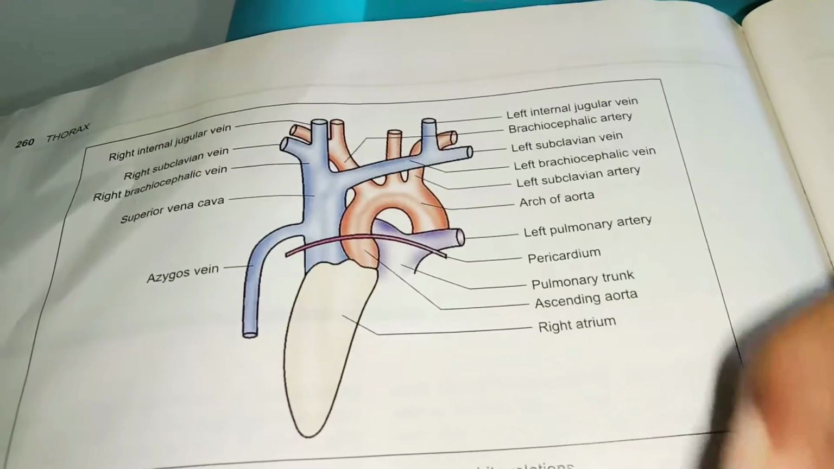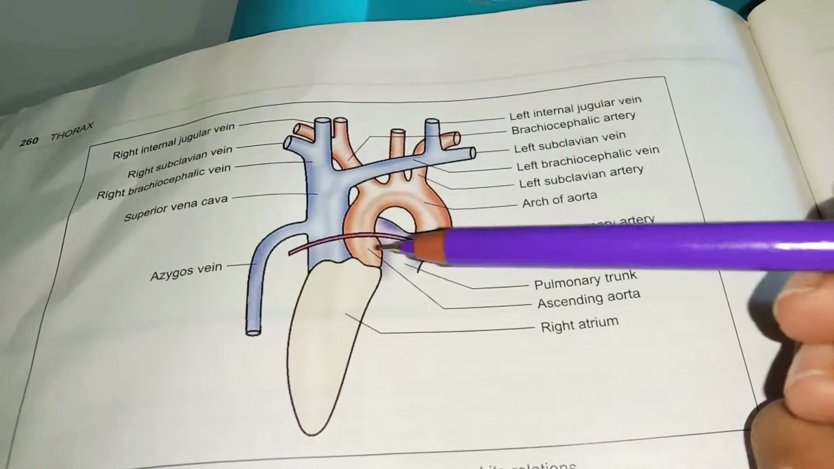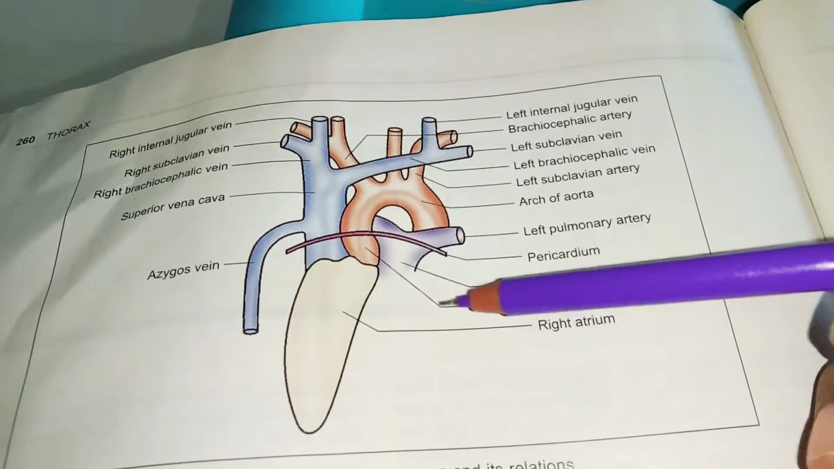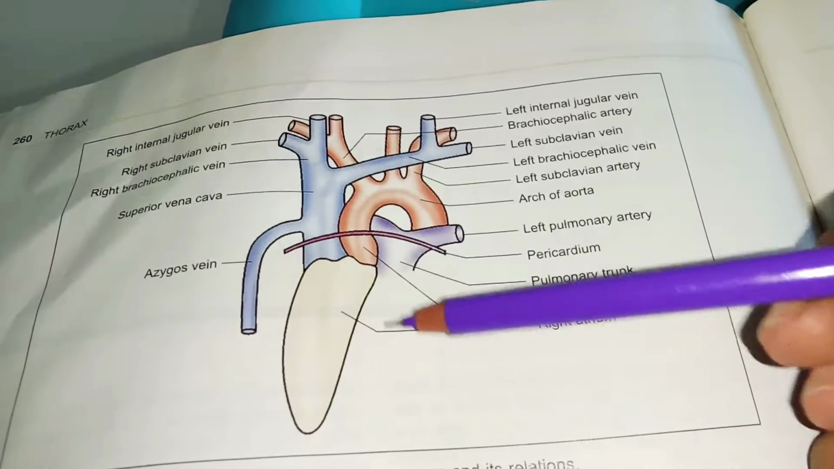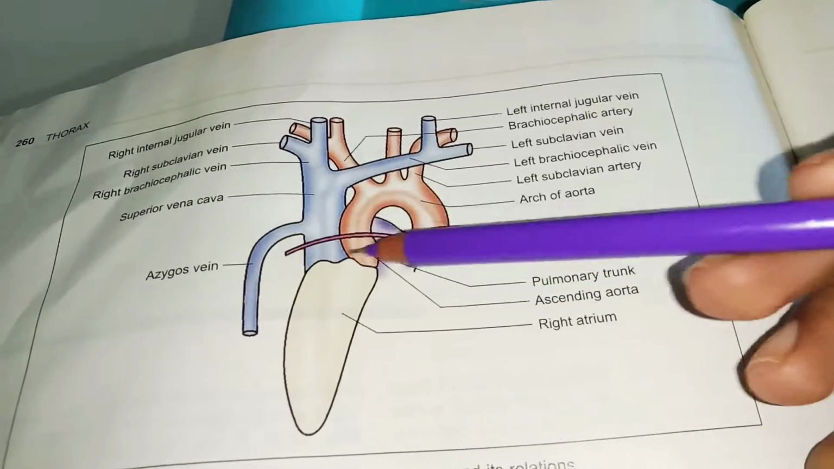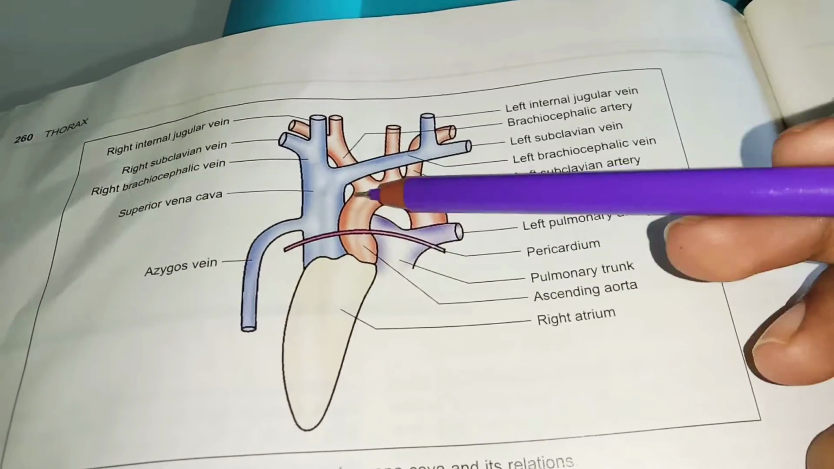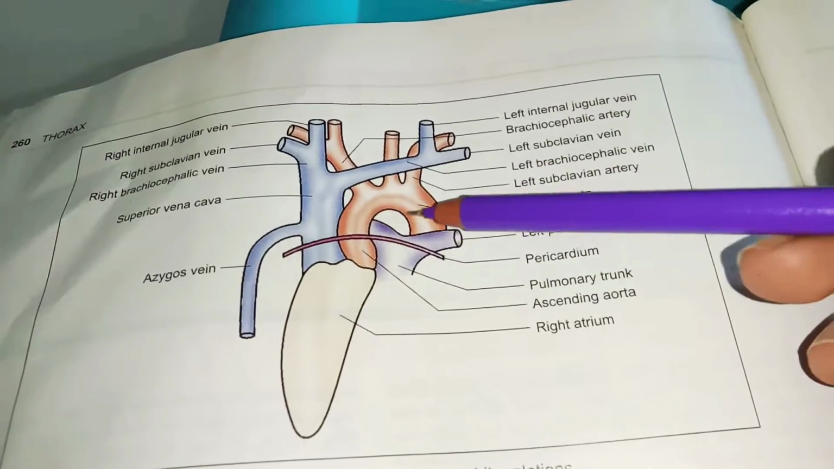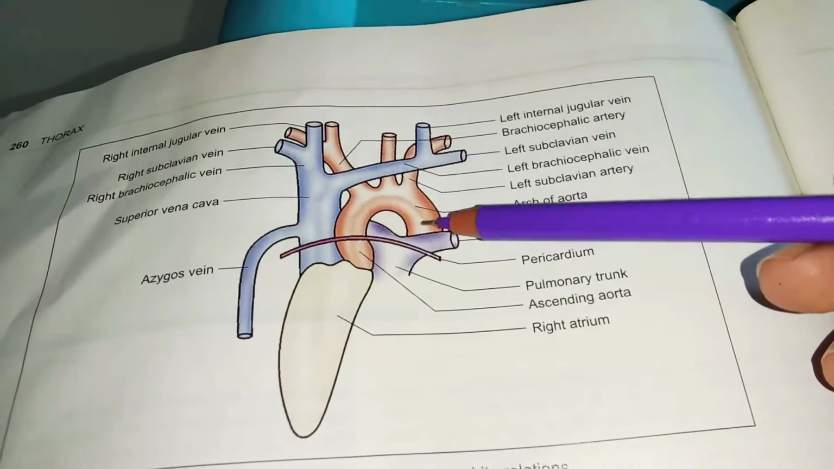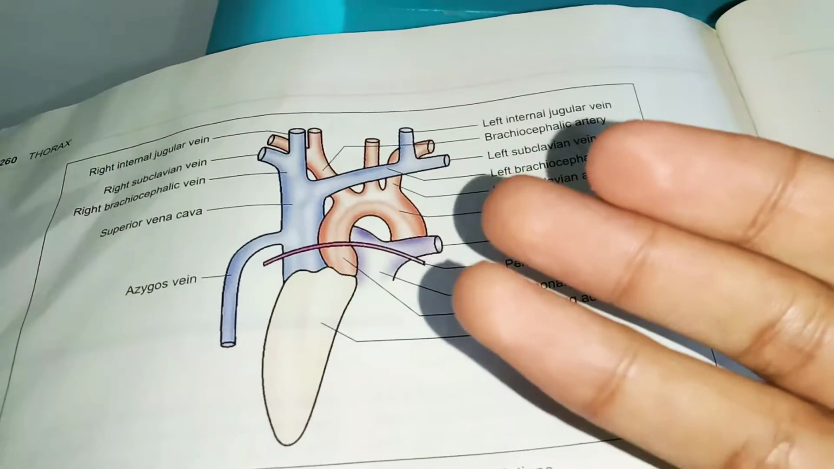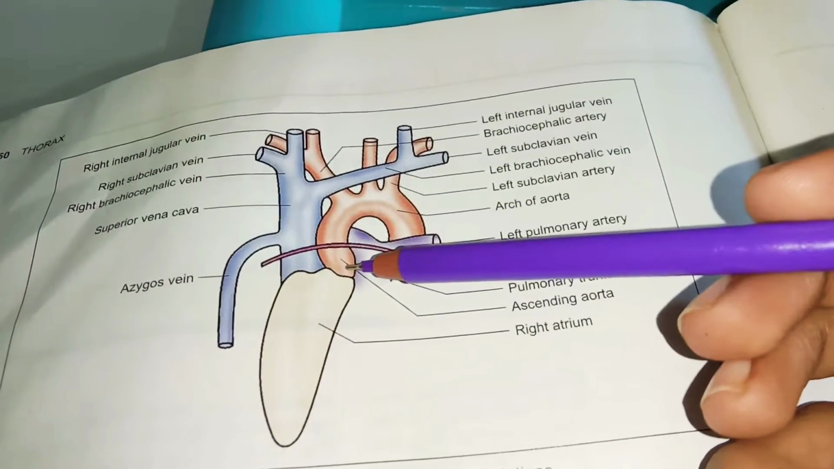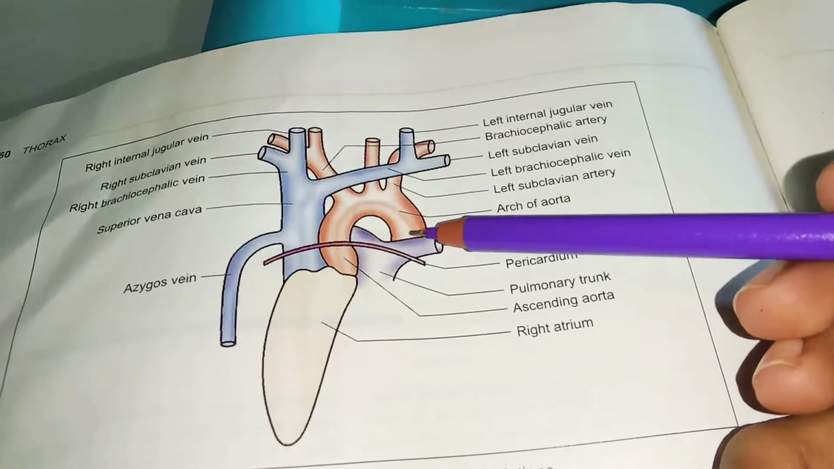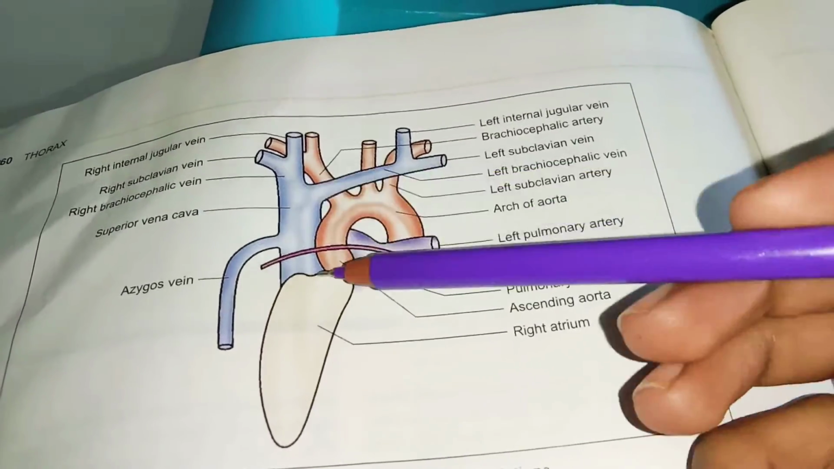So aorta is mainly divided into three parts. So what are those three parts? The starting part, if you see this one, this is the ascending aorta. You can see it's mentioned ascending aorta, which is starting from the left ventricle. Coming to here, this is called the arch of aorta. And when you see this lower part, this is called the descending aorta. So there are three parts of aorta: one is the ascending aorta, the next one is the arch of aorta, and the third one is the descending aorta.